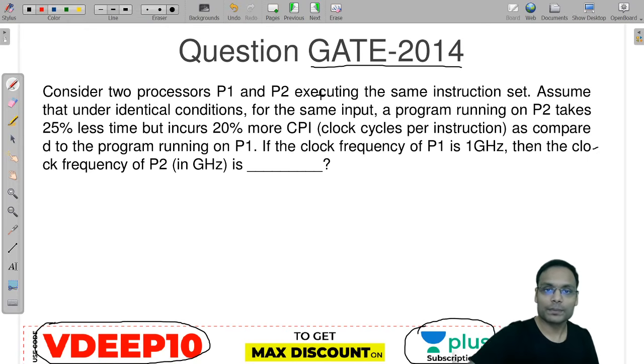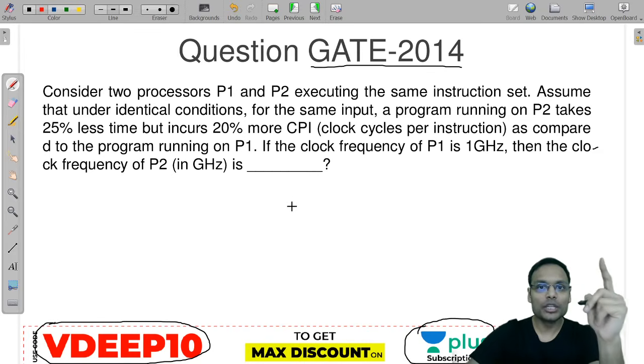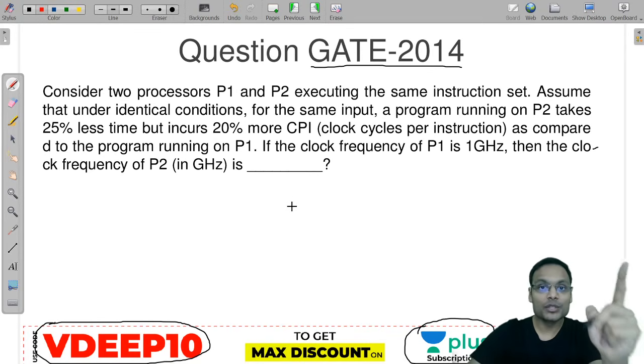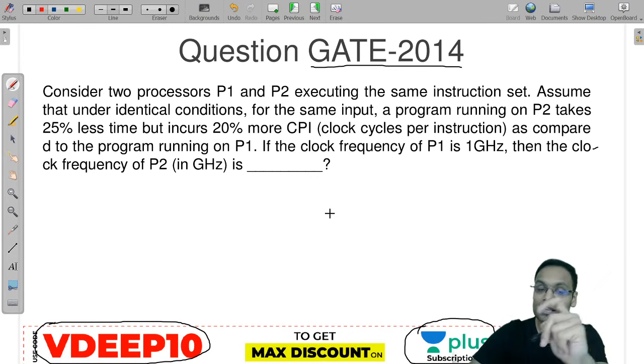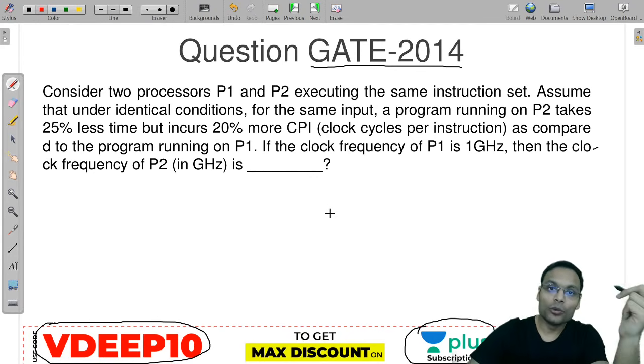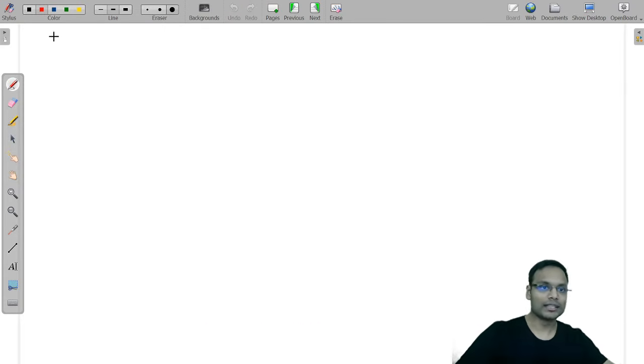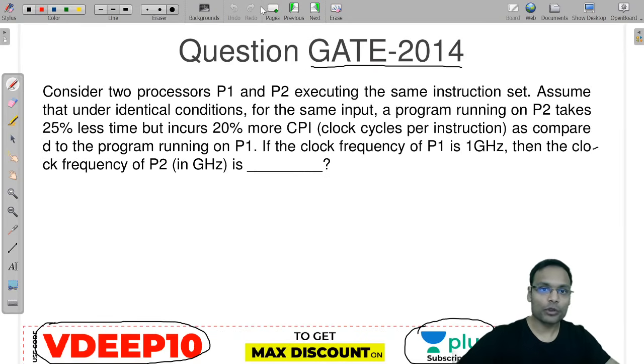Consider two processors P1 and P2 executing the same instruction set. What does it mean? Every single line you need to read, you need to understand every single phrase, you need to understand what is given. How will you understand? If you are not having any knowledge, you can't. But if you have knowledge, then too you need to map it. Fine. So let's try to decode this particular question.